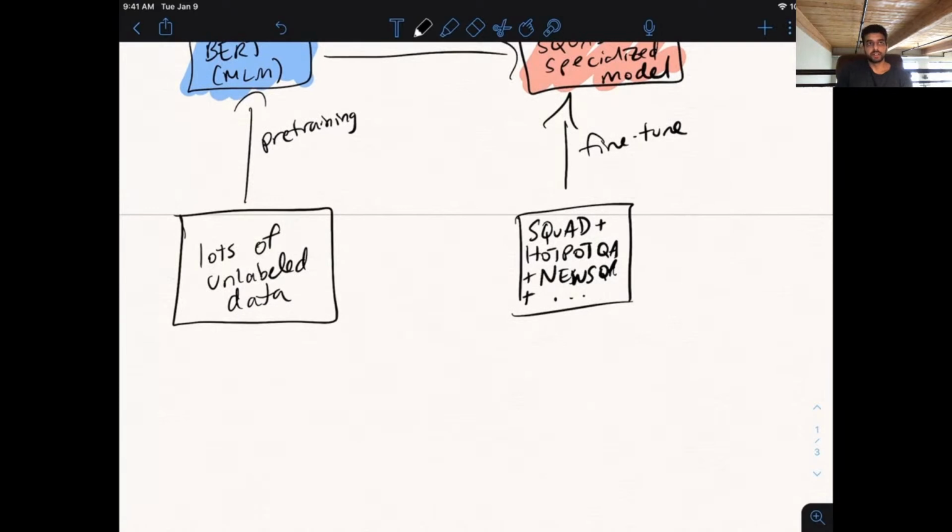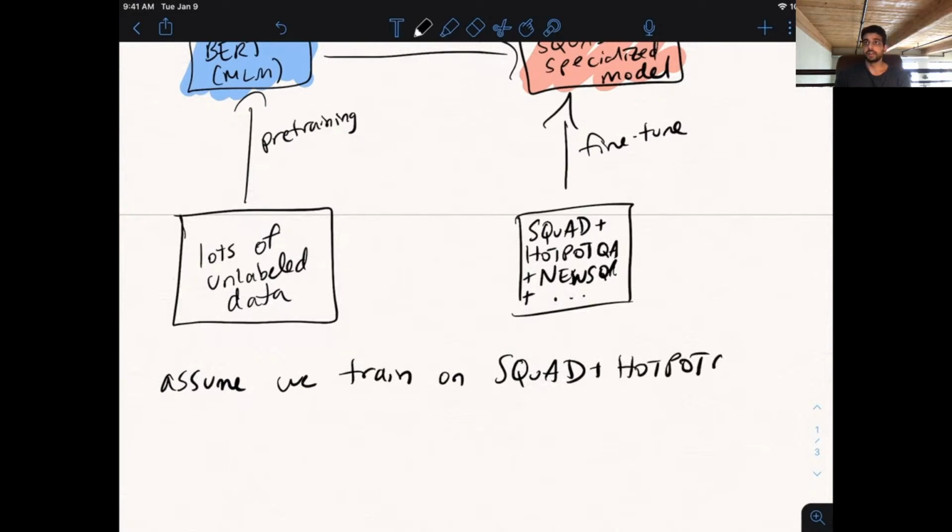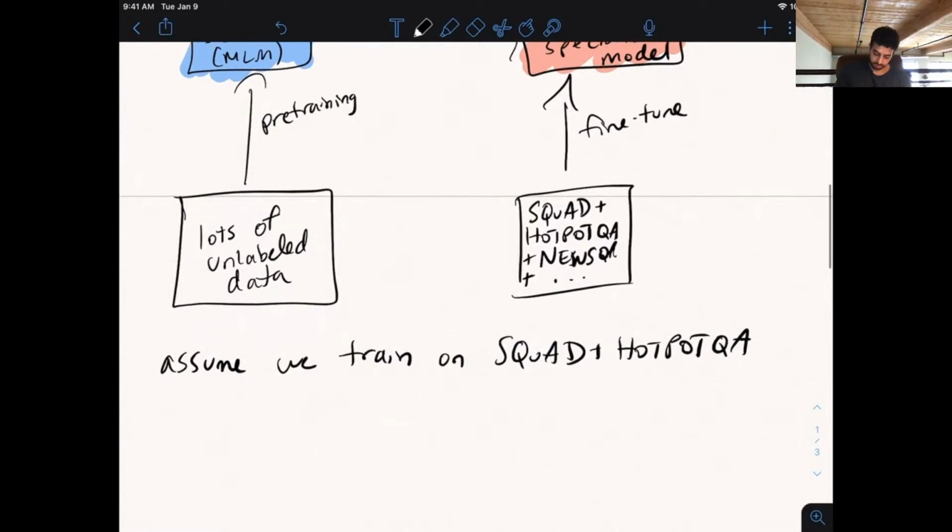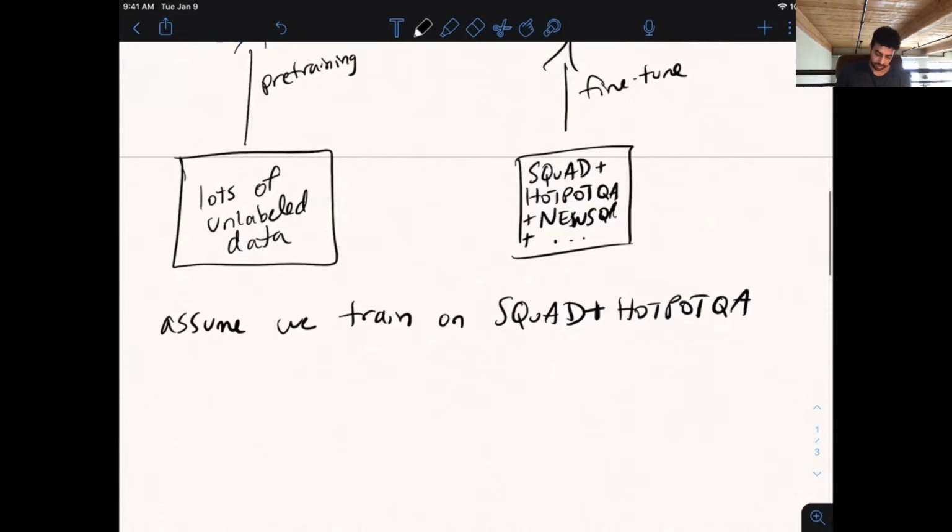So in particular, let's just say, in the simple case, we train on SQuAD plus HotpotQA. Okay, I see that there is a question. I will get to these right after I finish explaining the current concept. But good to know that this chat thing is actually working. Okay, so let's just assume we train on these two datasets.